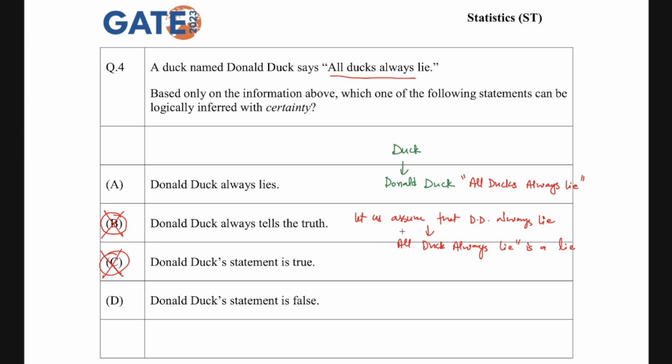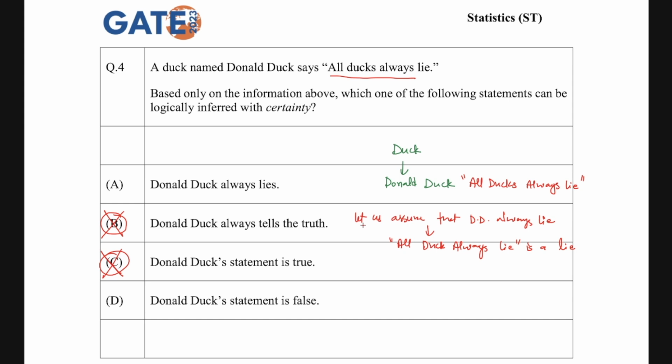This statement is also a lie. "All ducks always lie" is a lie. And who has said this? Donald Duck has said this, right? That Donald Duck, Donald Duck always lies. So this statement itself becomes a truth, right?